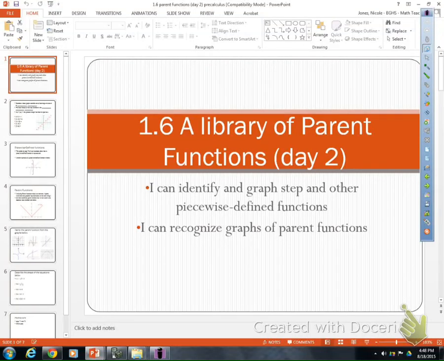Good Tuesday morning. It is Tuesday, August 25th, and today we are going to finish section 1.6, a library of parent functions.